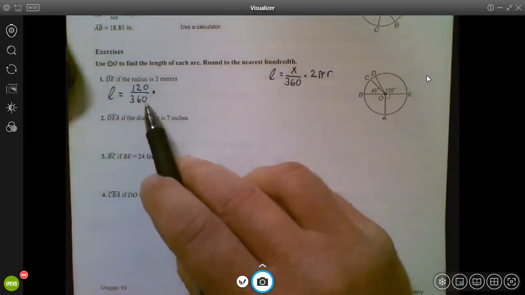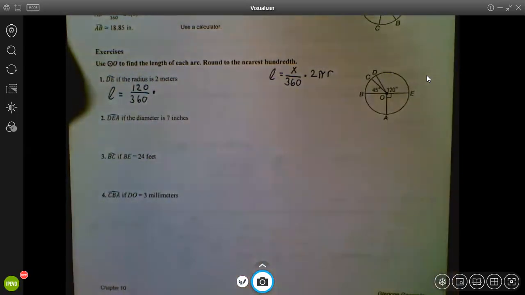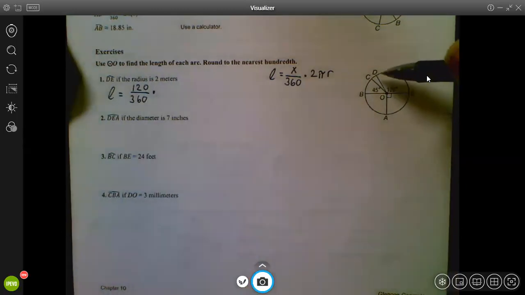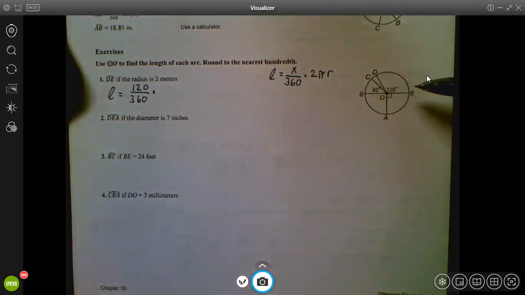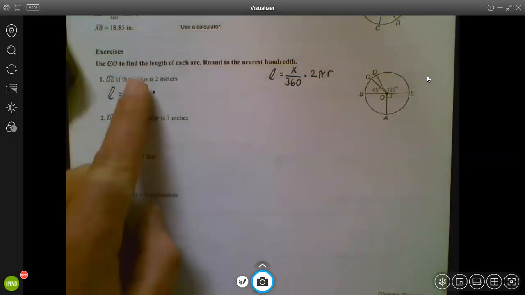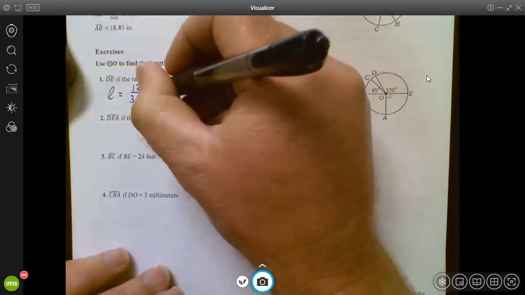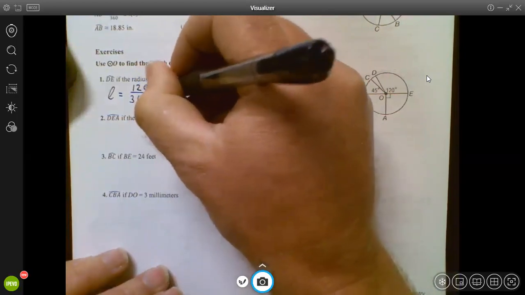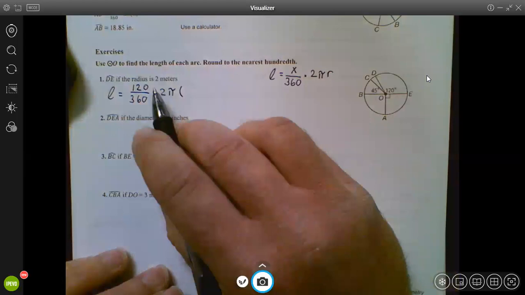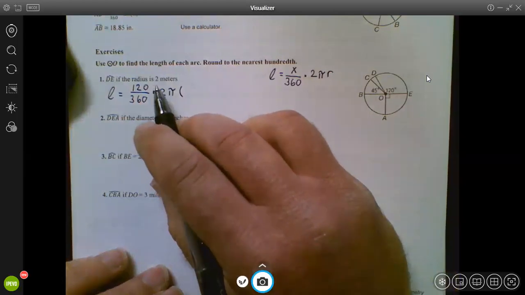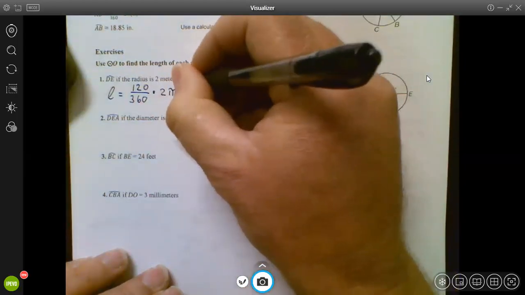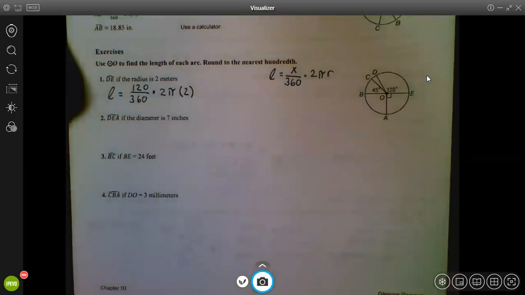So guys, understand the big picture here for a minute. 120 out of 360, if you reduce that, it's 1/3. So what we're saying is this arc, if it represents 1/3 of the circle, then the length would be 1/3 of the circumference. So we're basically multiplying 1/3 times the circumference. How do we get circumference? 2 times pi times the radius. And on this one, they're telling us the radius is 2. So that would be our setup.